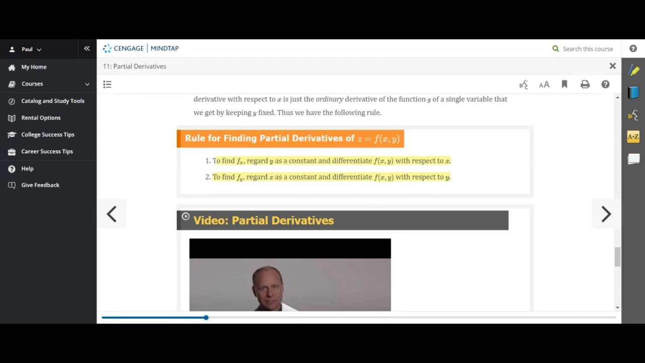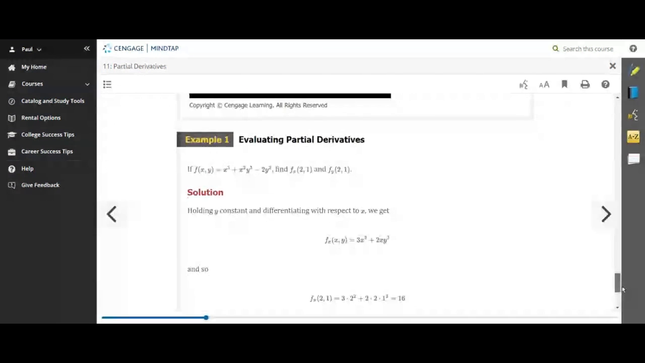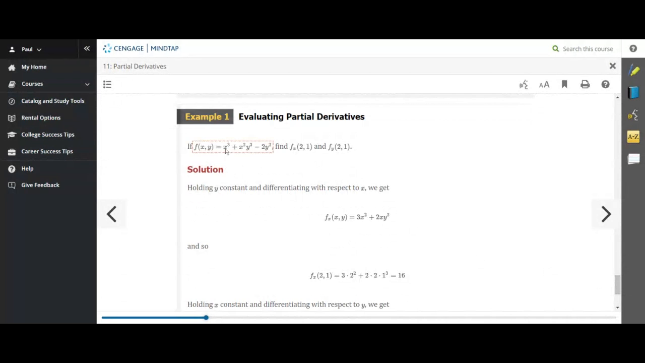On the other hand, if you're finding the partial derivative of f with respect to y, that's the second rule, then that partial derivative is the slope of the tangent line to a point on the surface in the direction of the y-axis. So you're letting x be constant, and so you differentiate with respect to y. So let's look at a very simple example here. We will get into more examples, but let's look at a few simple examples.